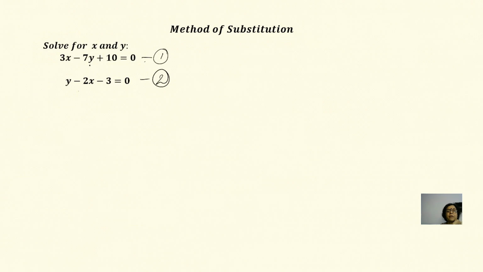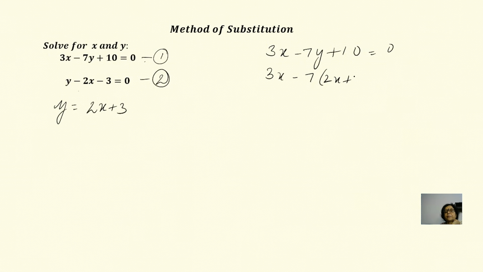Here, if we compare the two equations, the first one is of course 3x minus 7y plus 10 is equal to 0. The second one is simpler: y minus 2x minus 3 is equal to 0. From the second one, I'll take out the value of y as 2x plus 3 by transferring the terms to the right hand side. Then I'll take the first equation, 3x minus 7y plus 10 is equal to 0, and here I'll put the value of y as 2x plus 3, plus 10 is equal to 0.